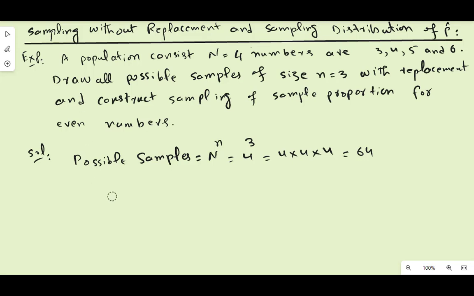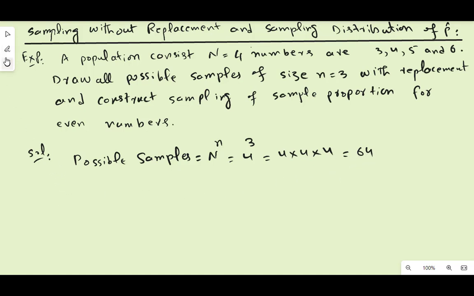All right. So, in the case of sampling with replacement, the number of possible samples will be N to the power n. N is equal to 4, small n is equal to 3, and this is equal to 4 into 4 into 4, which is equal to 64. Now, to bring these 64 samples up front, we need to take certain steps.